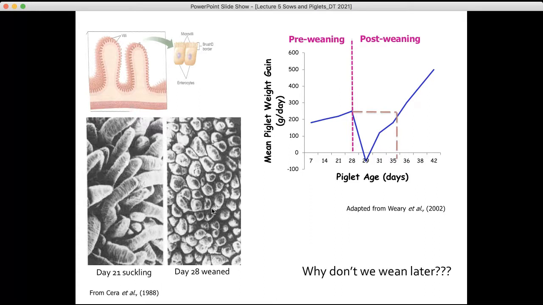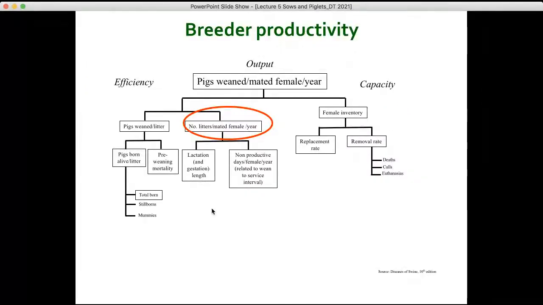So with all this sort of doom and gloom related to weaning, you might be thinking in your heads, well, why don't farms just wean later? Well, it all comes back to this figure here, the number of litters per mated female per year. So if we keep the piglets on the sow for longer, then that means that she's not going to be able to come back into heat and be remated. So therefore, it reduces the number of litters that she will have in a year.